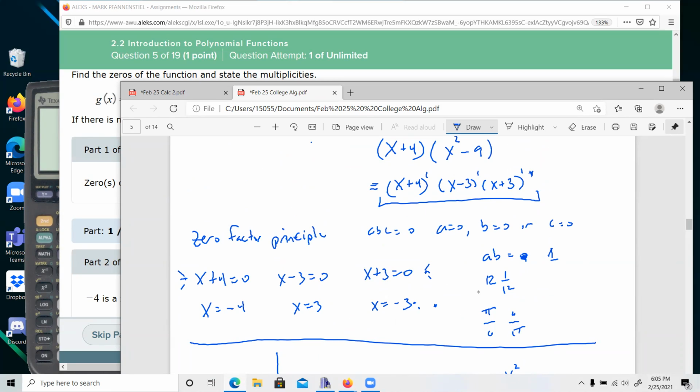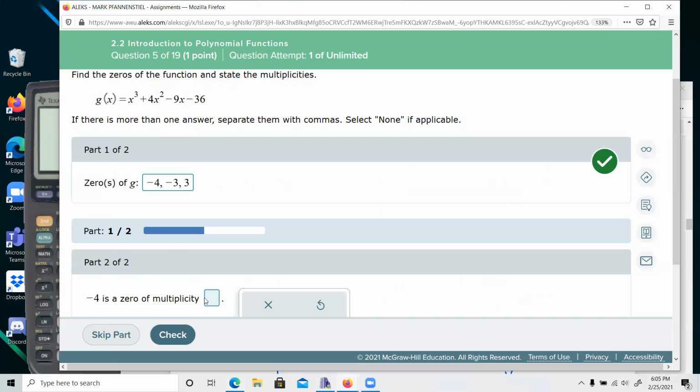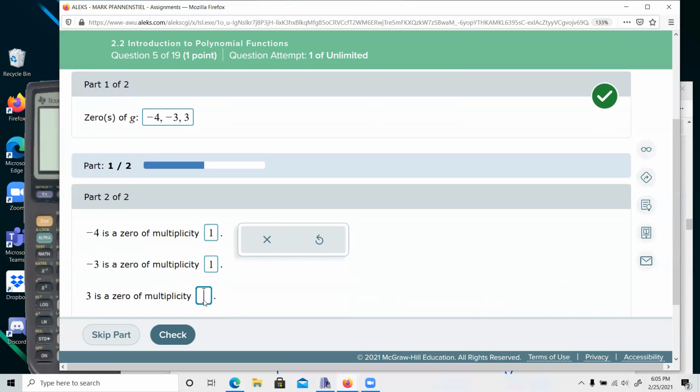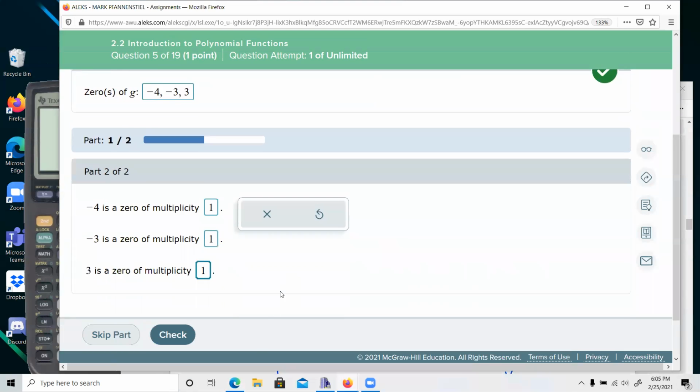So all the multiplicities here, they're all 1. Nothing to see here. It's all 1. It's boring. We're just going to go with that. So -4 has a multiplicity of 1, and they all have a multiplicity of 1.